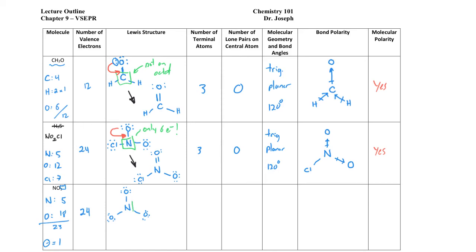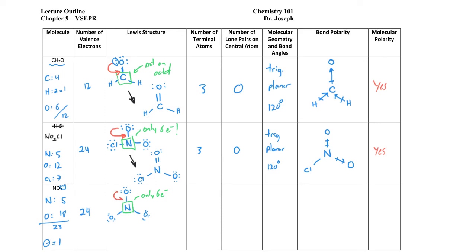Notice, though, that around nitrogen there is not an octet. It only has 6 electrons around it. So what do we do in this situation when the central atom doesn't have an octet? That's right, we share electrons from the terminal atoms to the central atom to give it an octet. Now we have the 3 terminal atoms here. They're all identical and they're all capable of sharing an electron pair.